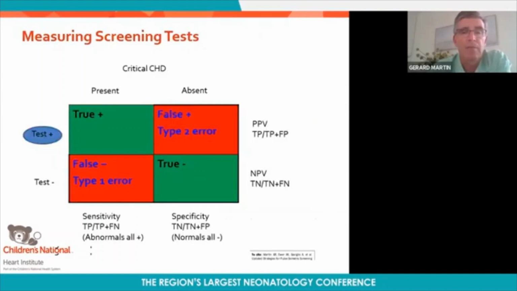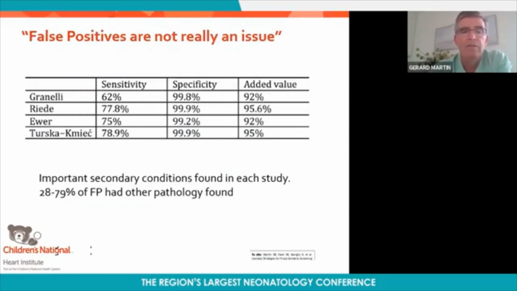So let's talk about measuring these screening tests. Now let's talk about test positives. If you're a test positive, you could be a true positive or a false positive. Obviously, true positives we're not too worried about. That's our goal. But these false positives, I don't think they're really an issue. If you look at specificity in nearly all the studies, it is very close to 100%. And in each of these studies, 28 to 79% of the false positives had other pathology found.